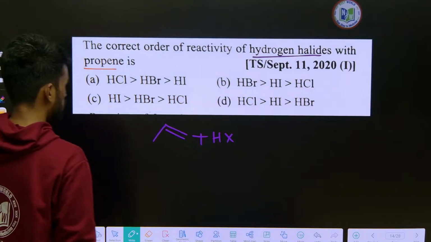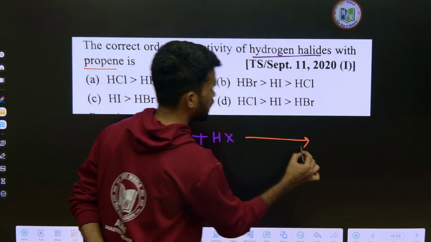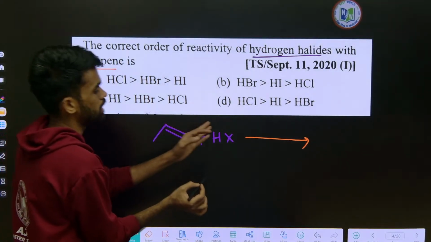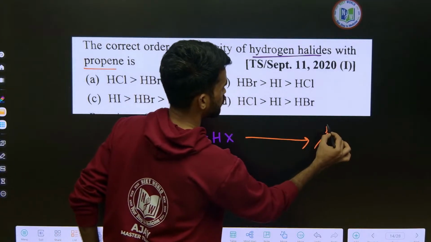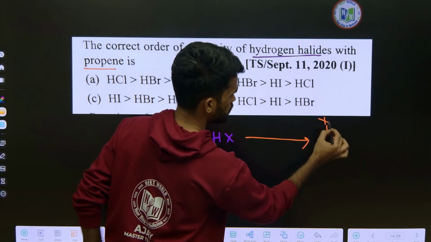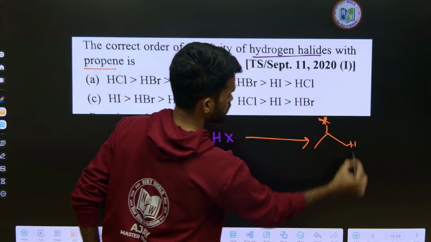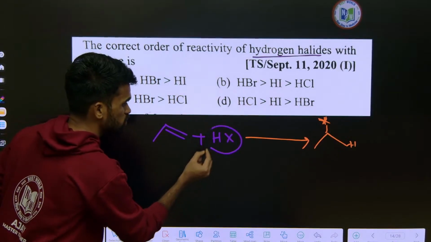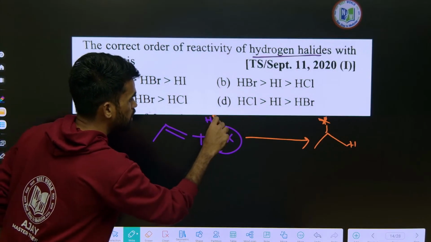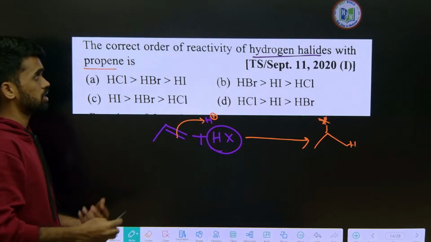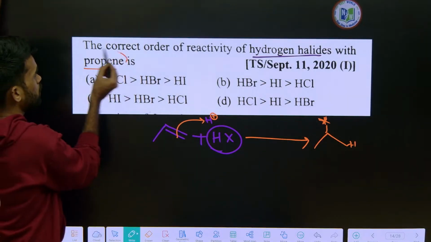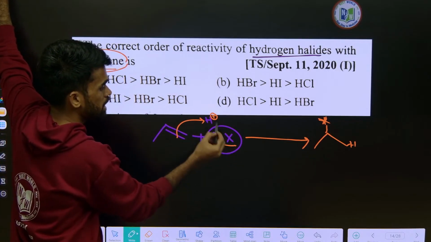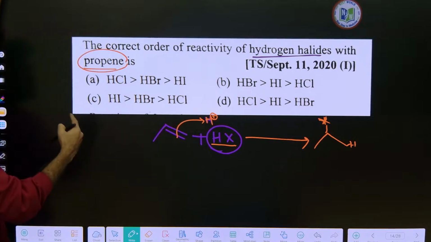So upon reaction this gives some product. What is the product I told you? If this is HBr, I told you to add H here and Br here, so something like this will be your product, with X here and H here. So we need to know that the HX which gives H plus ion readily will get involved in the reaction faster. So the reactivity of propene will be more with that hydrogen halide which releases H plus ion readily. So who will release H plus ion readily?